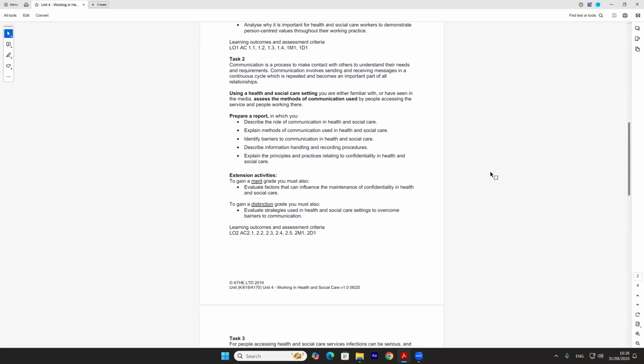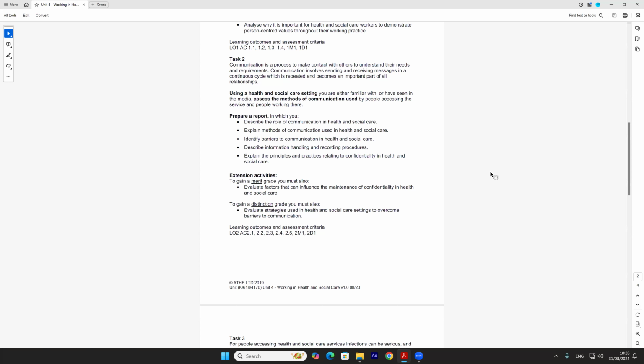Then we have sensory impairments. Hearing loss or vision impairment can make it difficult for individuals to receive or convey information. For instance, an individual with hearing loss may not hear important instructions unless they are provided with hearing aids or alternative communication methods. Then we have cognitive impairments. Conditions such as dementia or learning disabilities can affect an individual's ability to understand and process information, making communication more challenging. Then we have emotional distress.